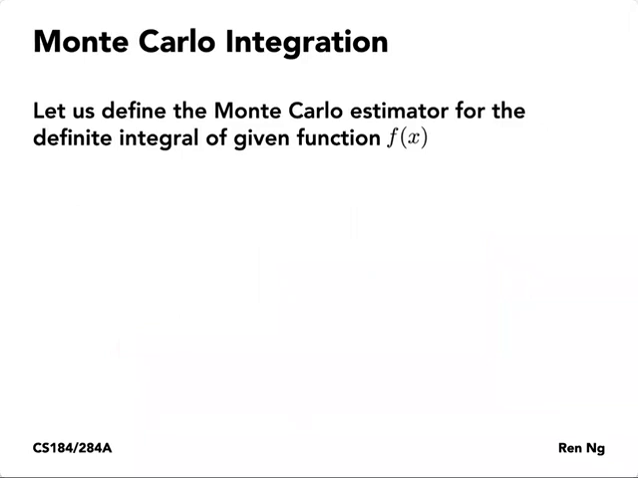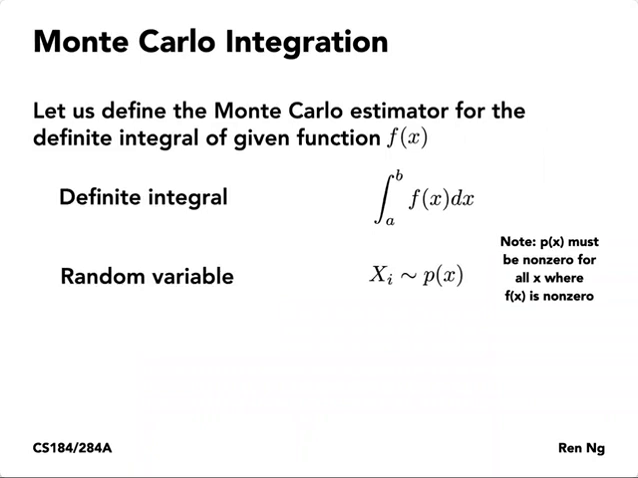Okay, so again, the integral of f of x from a to b dx. Monte Carlo integration. We're now going to define the Monte Carlo estimator for the definite integral of that function f of x. Here's the definite integral that we're aiming to evaluate. We'll have a random variable, and in this case we're going to take a number of samples. So I'm going to add a subscript i, so that instead of just one capital X, which would be one random variable, we're going to have n versions of this. We'll label them x sub i, and they're going to be drawn from this probability density function p of x.